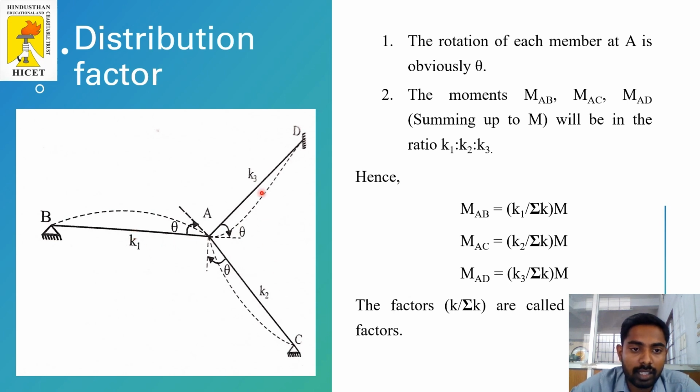K1, K2 and K3, where K1 is the stiffness of member AB, K2 is the stiffness of member AC and K3 is the stiffness of member AD. Here the summation of K is the total stiffness, that is the sum of K1, K2 and K3, and M is the total moment that has been applied. So we can find the moment MAB is equal to K1, the stiffness of member AB, divided by the total stiffness, times the moment applied. Same way for MAC and MAD. The factors K by summation of K are called the distribution factors.